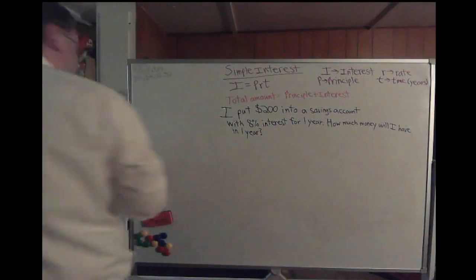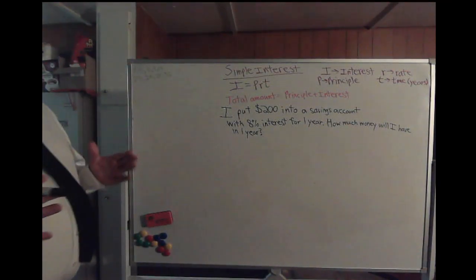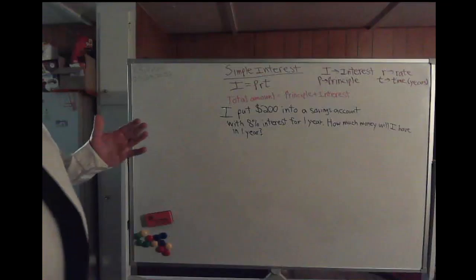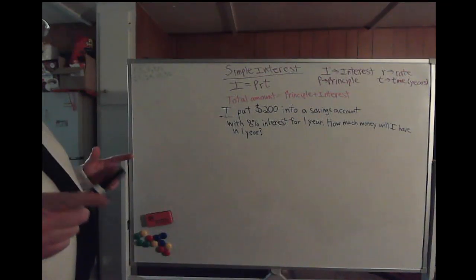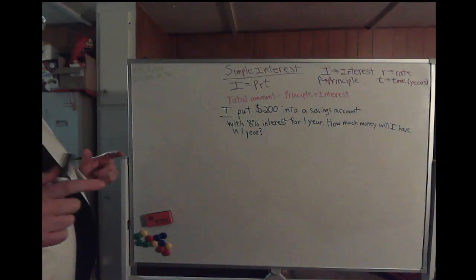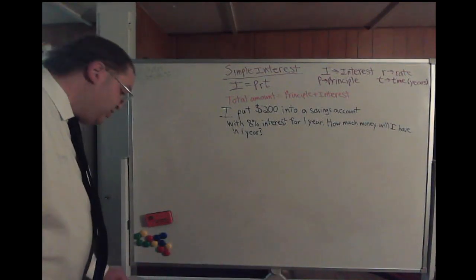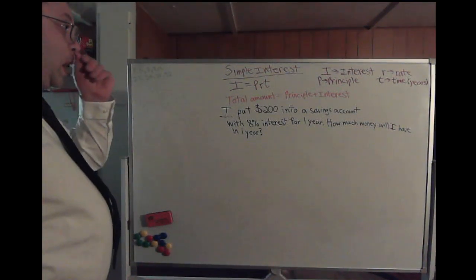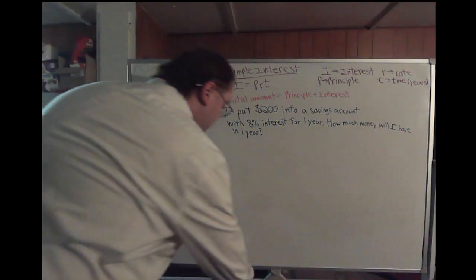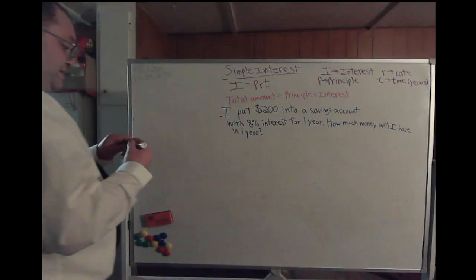Alright, so let's see. Let's say hypothetically I put $200 into a savings account with 8% interest for 1 year. How much money will I have in 1 year? So, first thing we want to do is find the interest. To do that, this is going to be a simple interest.